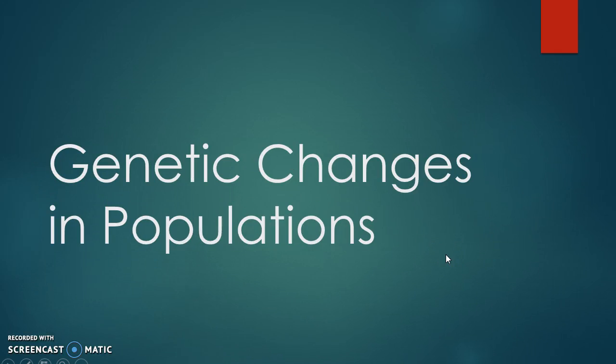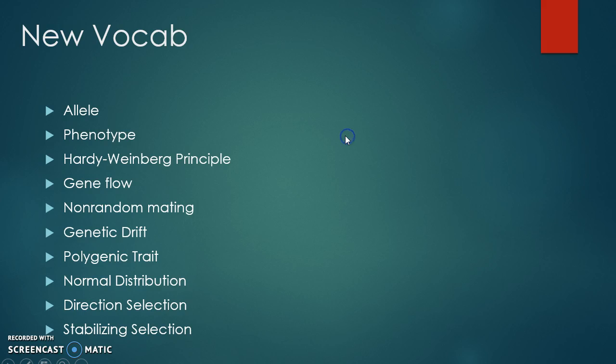Okay, we're here with our last lecture video, at least for me, for the populations section. This section is going to be about genetic changes in populations. We have a couple of vocab words here that we're going to discuss. The last four, polygenic, normal distribution, directional selection, stabilizing selection, we won't be really seeing much. In fact, we're going to be skipping these.